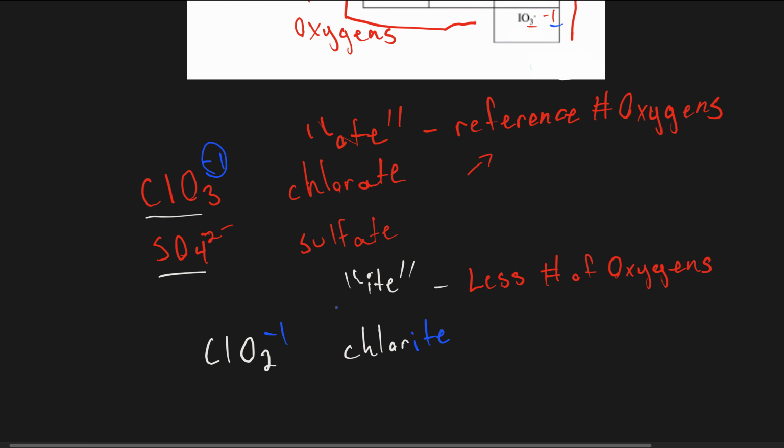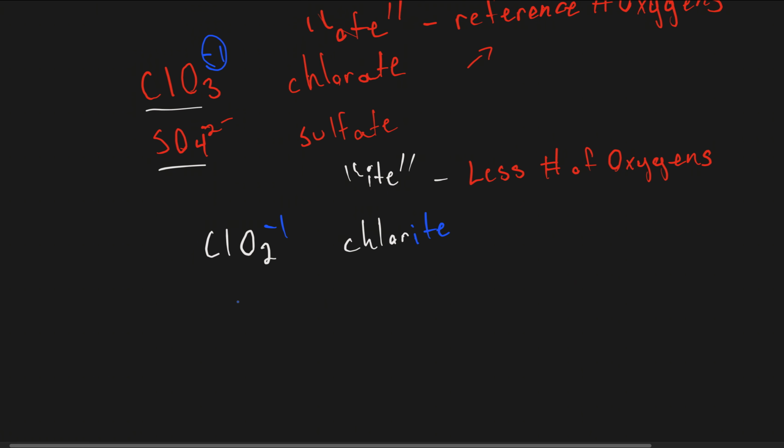Now, what about sulfate, for example? Sulfate has 4 oxygens as its reference number of oxygens. But if it loses 1 oxygen, sorry, I made a mistake here. It would be a loss of 1 oxygen. Let me clarify that. That'd be a loss of 1 oxygen.